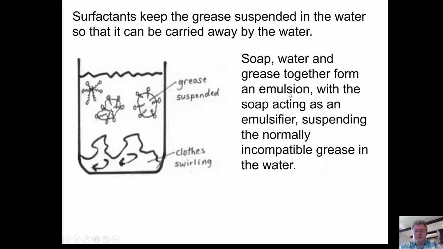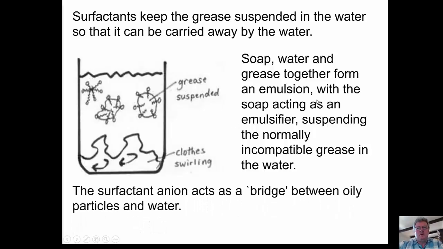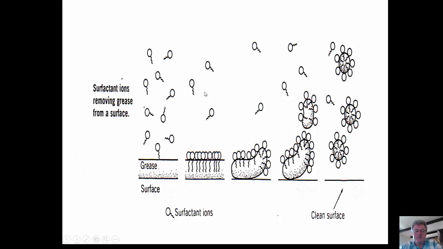Soap, water and grease together form that emulsion. And a surfactant anion acts as a bridge between the oily particles and the water. That's these parts. They're like a bridge between them, keeping them suspended in the water, floating in the water, not on the surface necessarily, but distributed throughout the water. And here we see an example of that in motion.